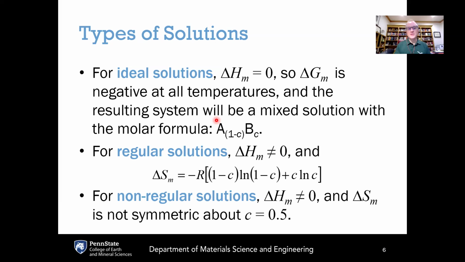So let's consider the various types of solutions that we may encounter. The simplest type of solution is an ideal solution. When there is an ideal solution, there are no bond energies that matter in the system, and therefore the enthalpy of mixing here, delta H sub M, is equal to 0. And if that's the case, then our Gibbs free energy of mixing is entirely dominated by the entropy of mixing, and it is negative at all temperatures.